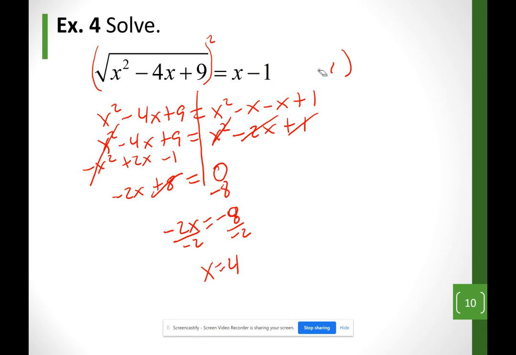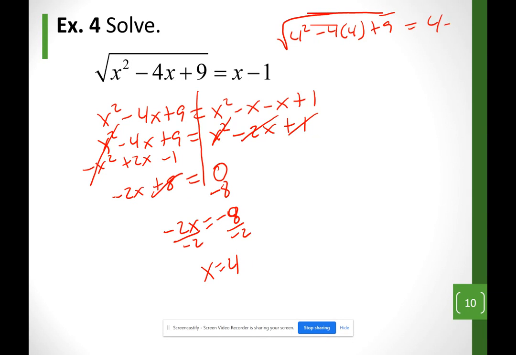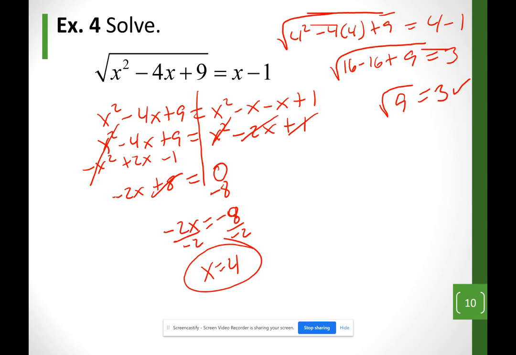Now I see my original question and I double check my work. I have 4 squared minus 4 times 4 plus 9 is equal to 4 minus 1. So I have that the square root of 16 minus 16 plus 9 is equal to 3. So the square root of 9 is equal to 3. Yeah, that works. So this is a solution.